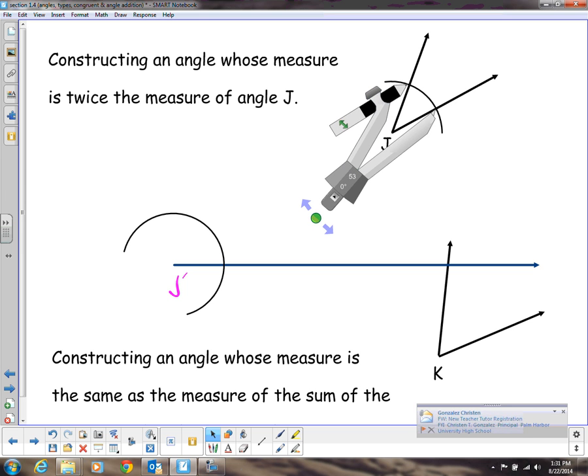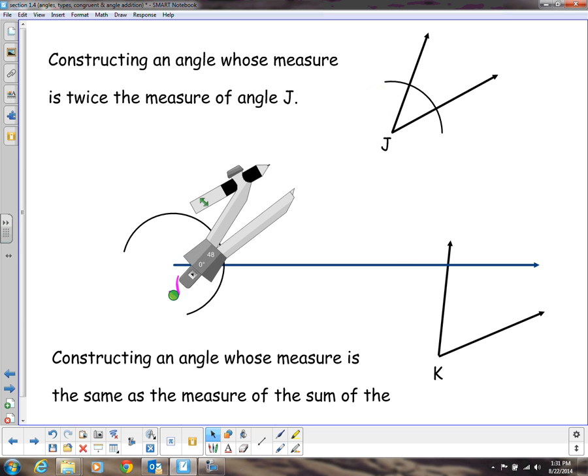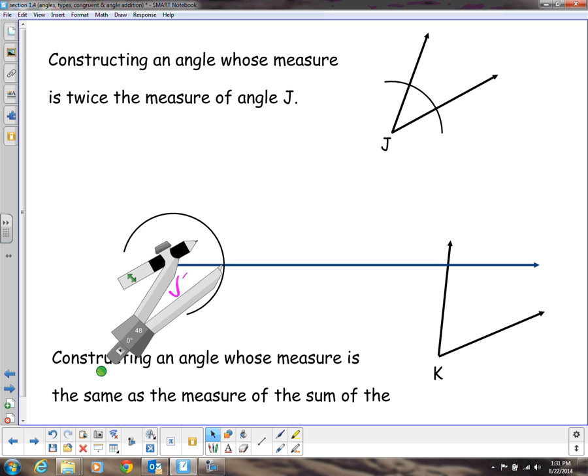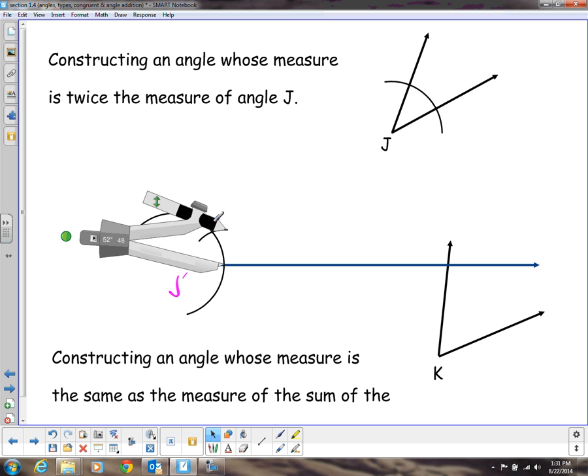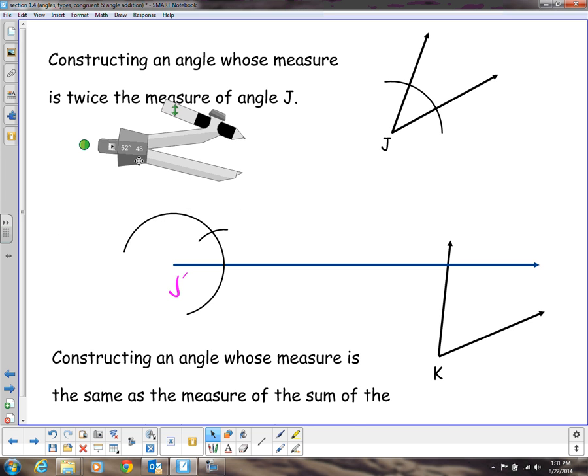Sorta. Is that working? All right. So now, do you see where it is? We're going to come down to the same spot here. Right there. And we're going to trace an arc. So what I have here, and I'm going to dot it because that's not my answer, what I have here basically is angle J.